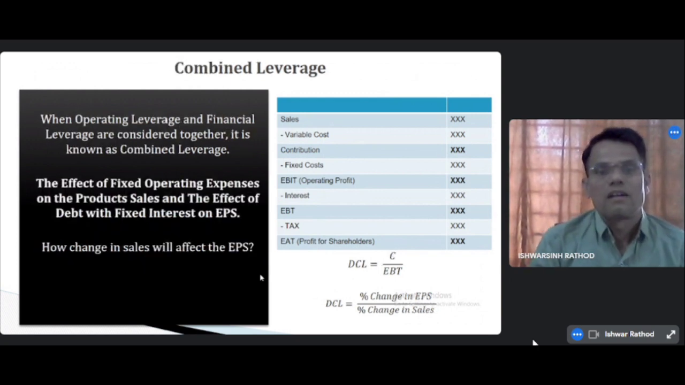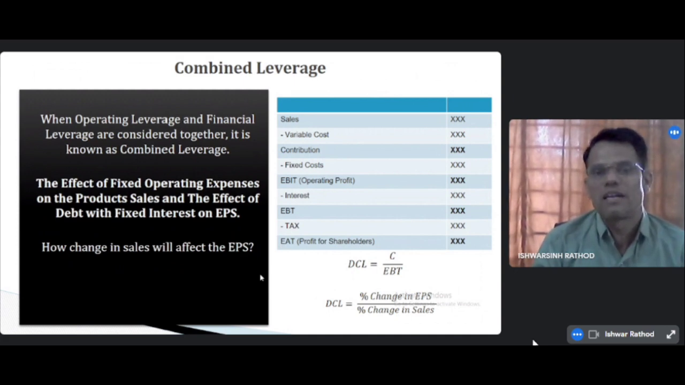Third, combined leverage. When operating leverage and financial leverage are considered together, it is called combined leverage. It shows the effect of fixed operating expenses on the product sales and the effect of debt with fixed interest on EPS, that is, how a change in sales will affect the EPS. This is a table to find out combined leverage.